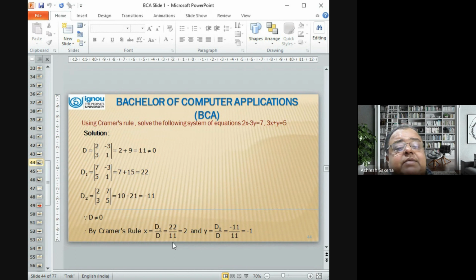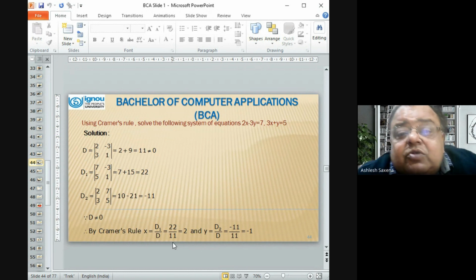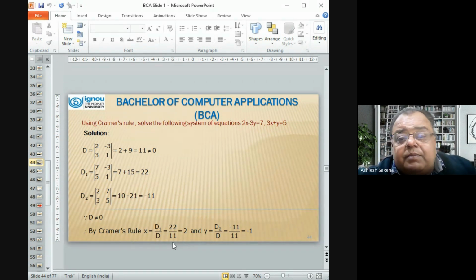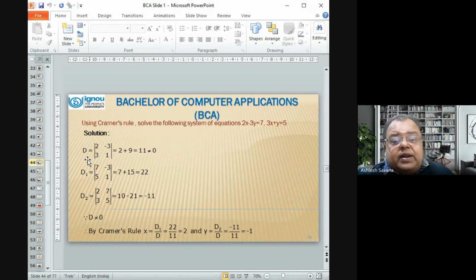This is known as Cramer's rule. We have to apply Cramer's rule to solve the equations. This is 2x minus 3y equal to 7, and 3x plus y equal to 5. I cannot change the order, so it will be 2, 3 and minus 3, 1. It will be like this.